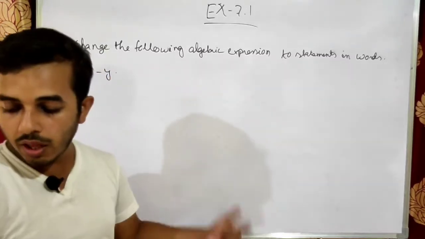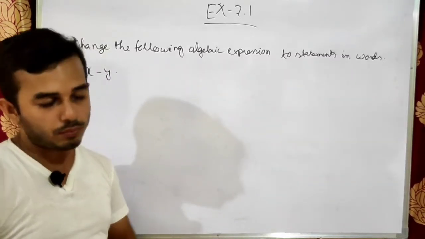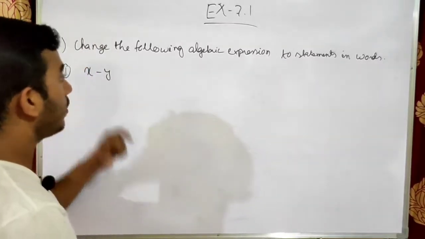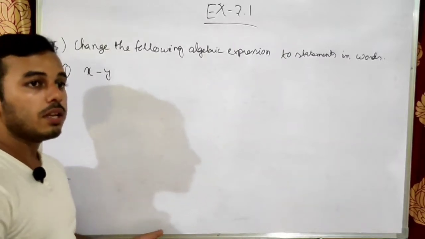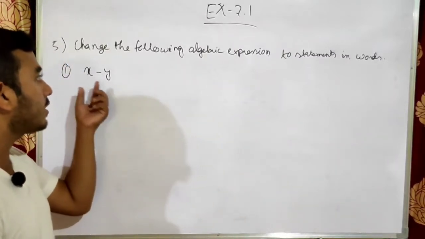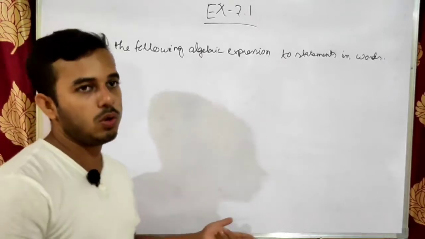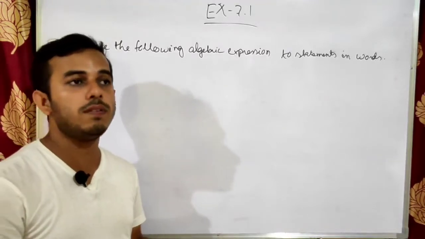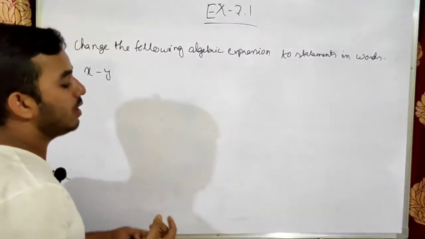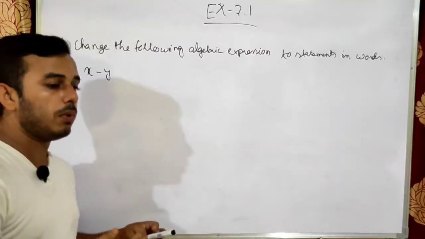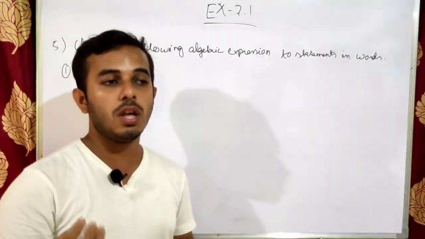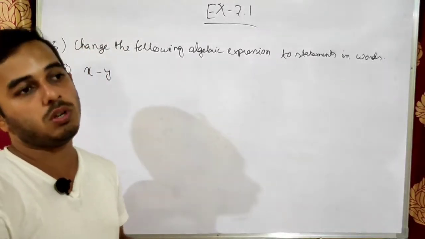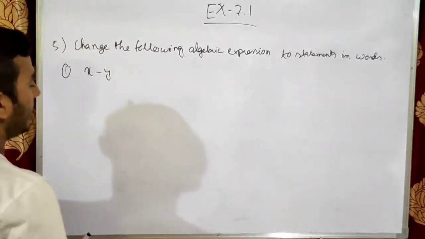So what can you say here? x minus y. Okay, so you can say that y is subtracted from x, because x minus y means y is subtracted from x, isn't it? You can say this one also: difference of x and y. Difference of x and y means what? After subtracting two numbers, the result is known as the difference. So it will be difference of x and y. Also you can say y is subtracted from x. So let's write both.